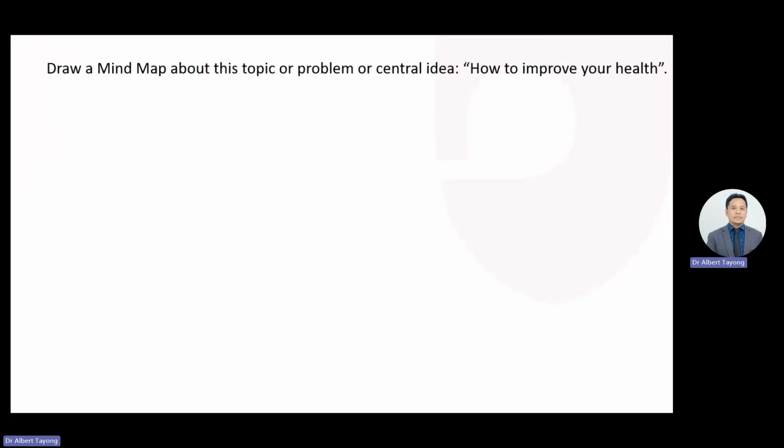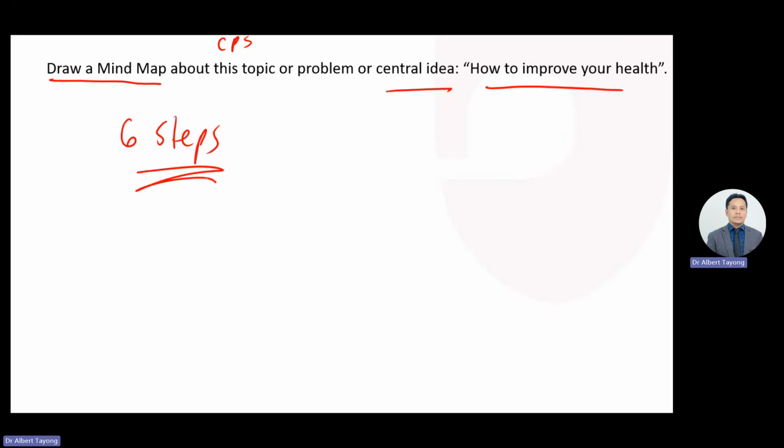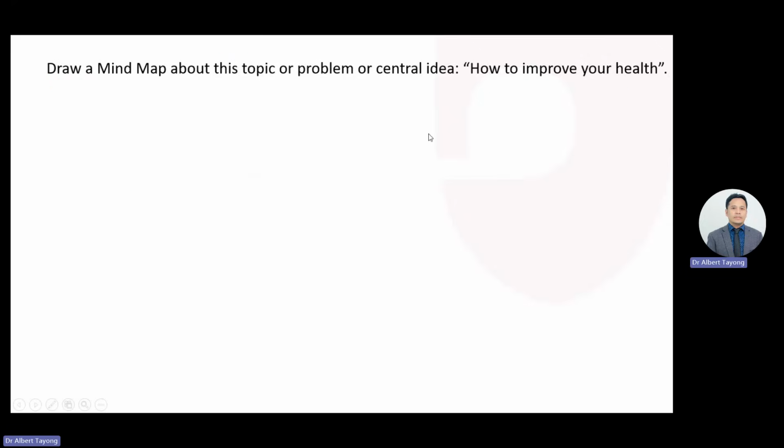All right. Now here, this is about CPS. You're going to draw a mind map about this particular topic or central idea or problem, how to improve your health. So please don't be confused. You are not going to use 6 steps here. You're going to draw a mind map, and you need to put this problem, topic, or central idea in the middle, talking about health.